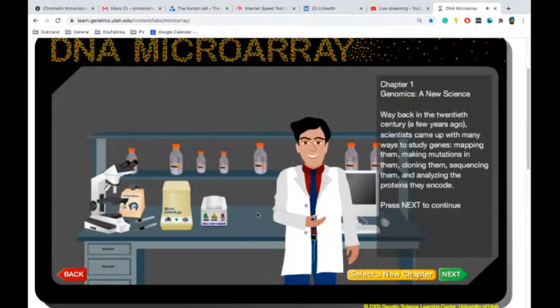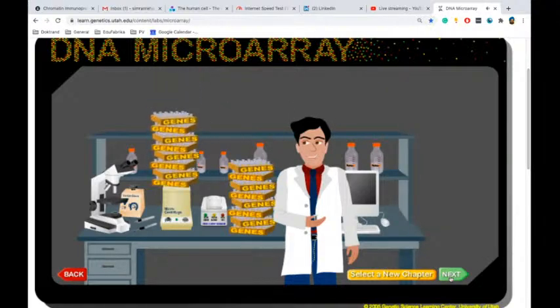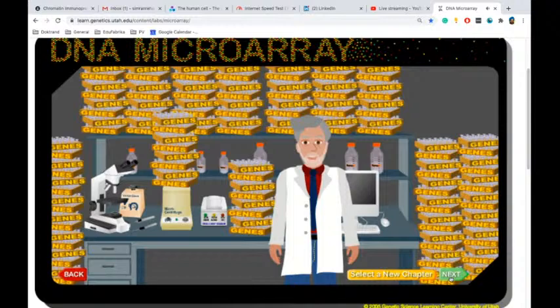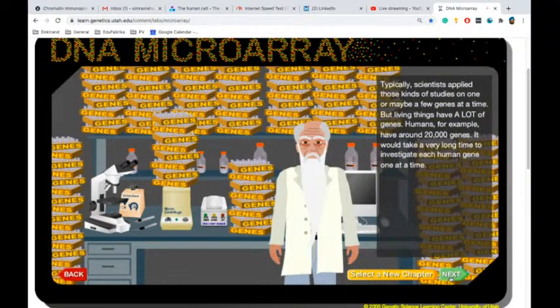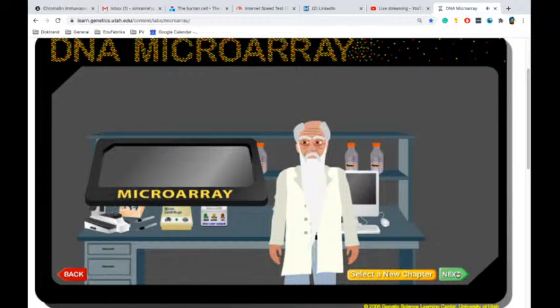So you have a gene. In the 20th century, scientists came up with many ways to study genes: mapping them, making mutations in them, cloning them, sequencing them, and analyzing the proteins they encode. Typically scientists applied these studies to one or a few genes at a time. But living things have a lot of genes. Humans have around 20,000 genes. Investigating them one at a time would take a whole lifetime.